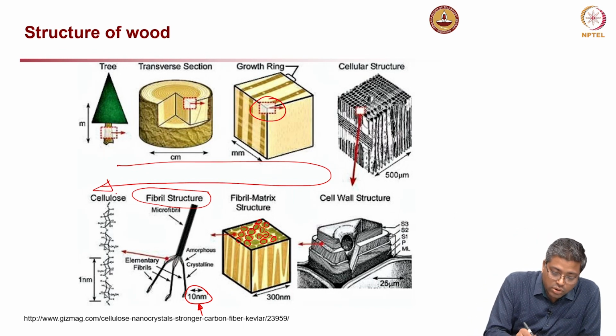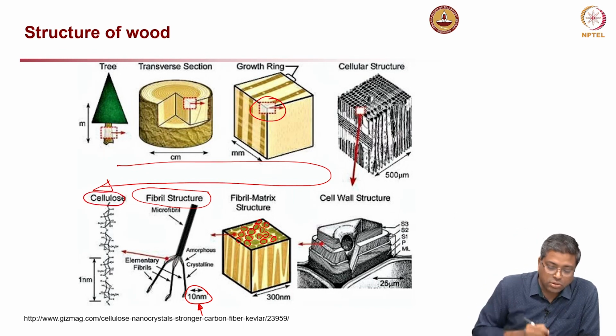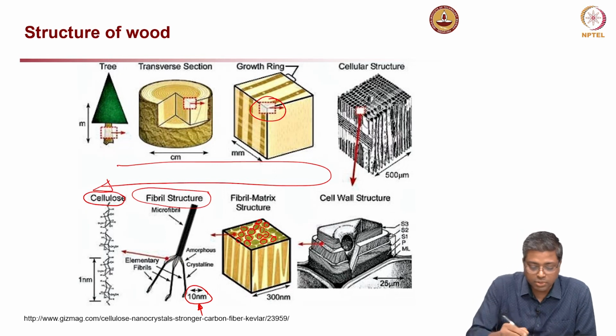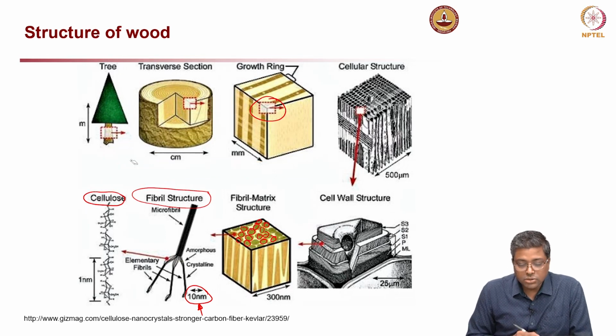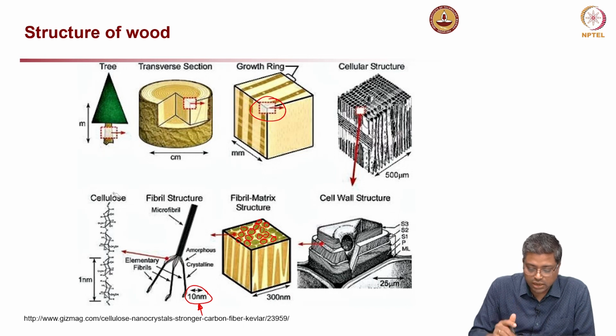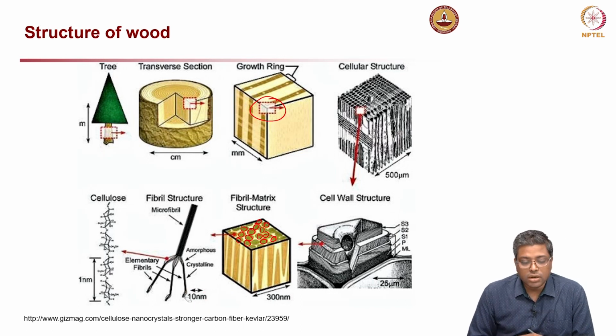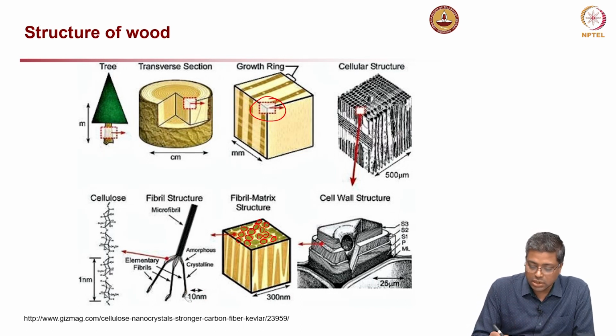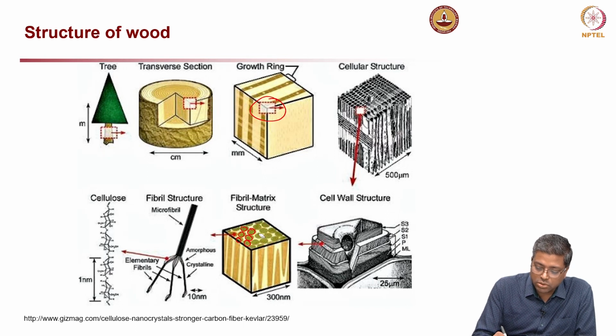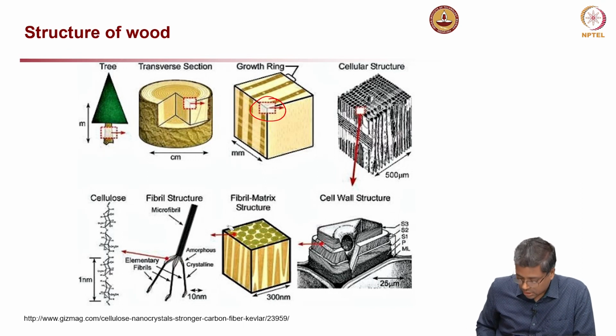Then further if you go into the chemical structure, you can see cellulose. This picture I already showed in the previous slide. So, this is in general the physical structure of wood. You can start from how a tree looks and go all the way into the small chemical structure of the wood.